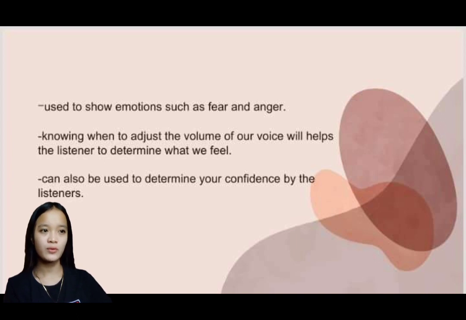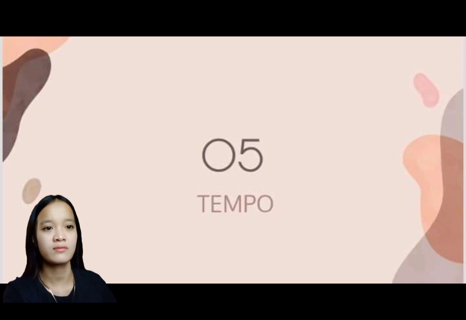So the next one is volume. Volume is used to show emotions such as fear and anger. Knowing when to adjust the volume of our voice will help the listener determine what we feel. For instance: I'm so scared when I saw the snake. I'm so scared when I saw the snake. If you say it calmly, listeners will not believe that you truly felt that way. Moreover, the volume of our speech can also be used by listeners to judge your confidence.